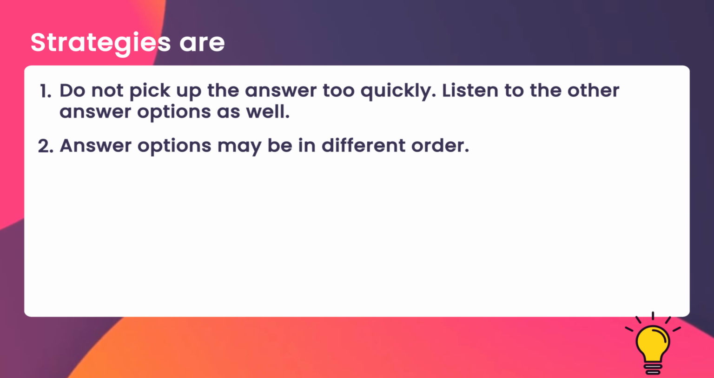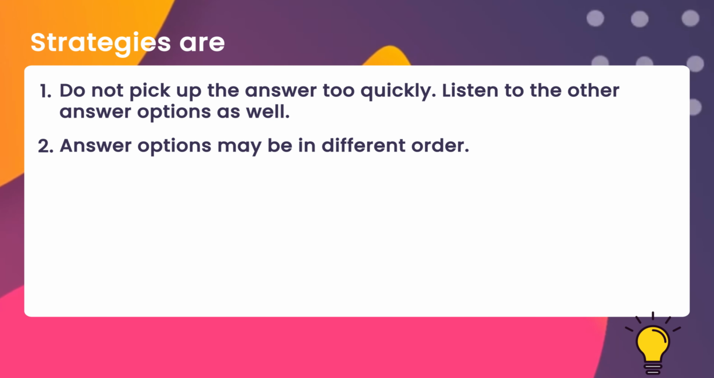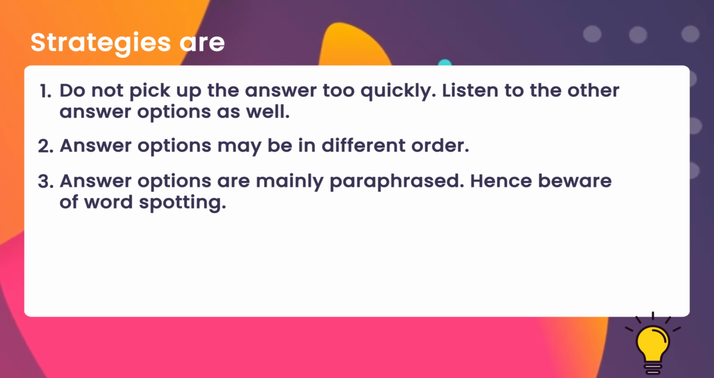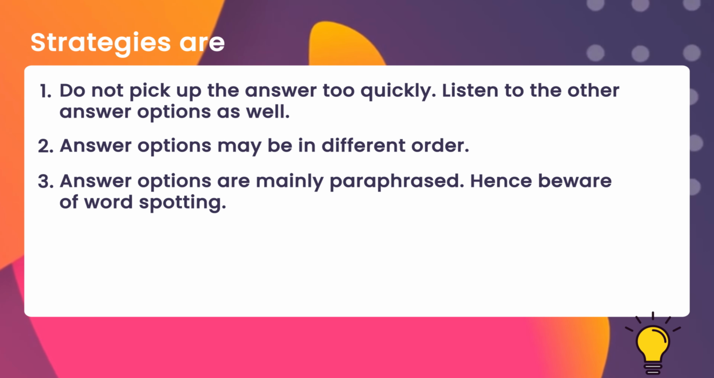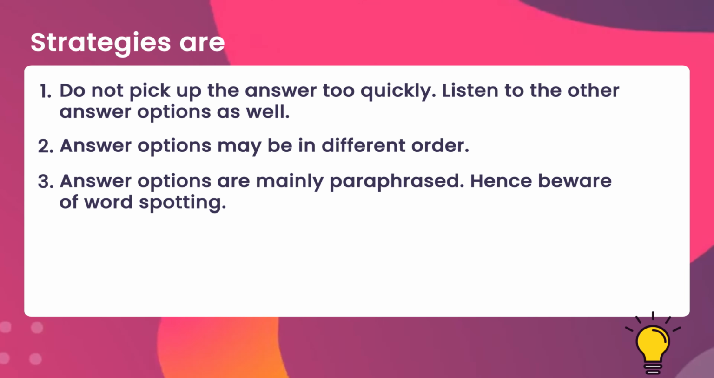Number 2, answer options may be in different order. That means the C option can be elicited first, the B option then, and then the A option, or the sequence can vary according to the speaker or according to the speech that you would listen to. Number 3, answer options are mainly paraphrased, hence beware of word spotting.